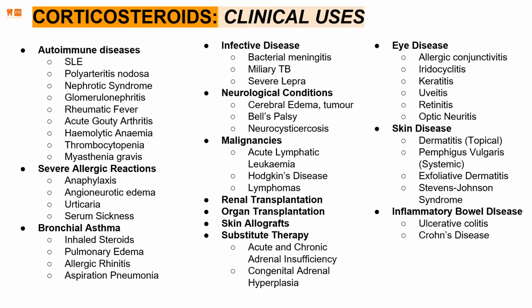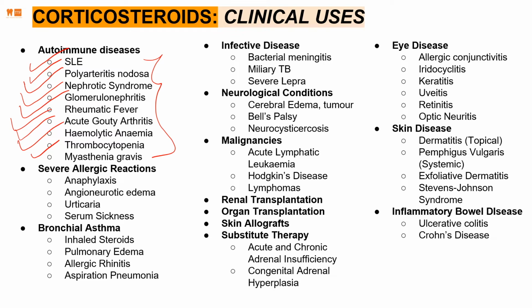These are clinical uses of corticosteroids, guys, and not just this. There's many. So let's go to them one by one. Autoimmune diseases such as SLE, systemic lupus erythematosus, polyarteritis nodosa, nephrotic syndrome, glomerulonephritis, rheumatic fever, acute gouty arthritis, hemolytic anemia, thrombocytopenia, myasthenia gravis. These are autoimmune disorders. Corticosteroids can be used for this. Which corticosteroids? The ones from the chart.